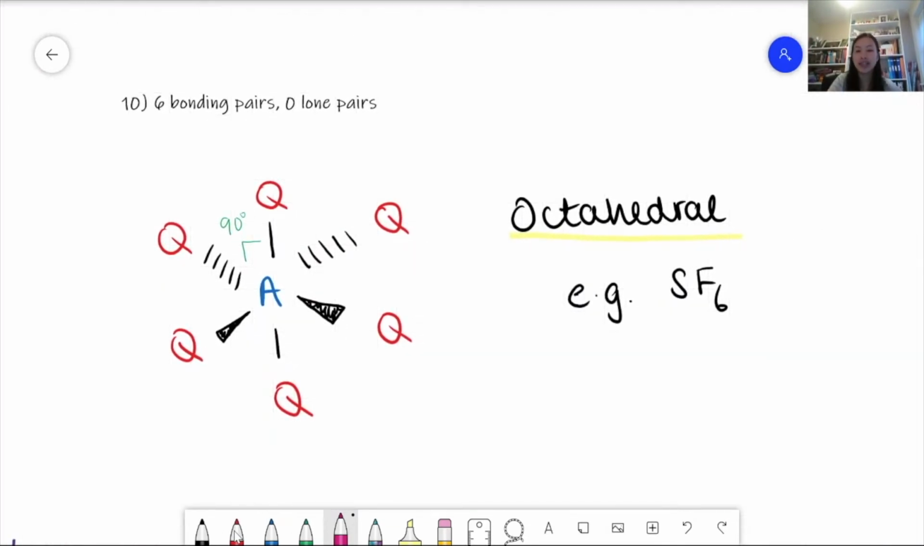Now we move on to 6 bonding pairs and 0 lone pairs. So this is 2 square-based pyramids on top of each other. So we have 90 degrees between everything, and we call this octahedral.